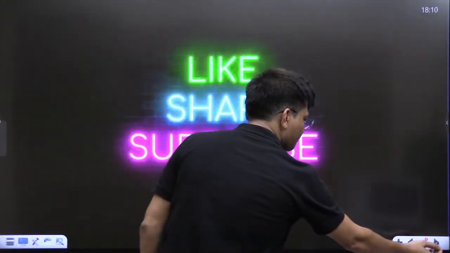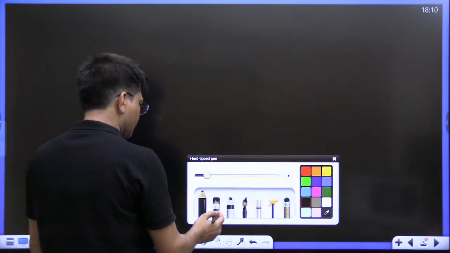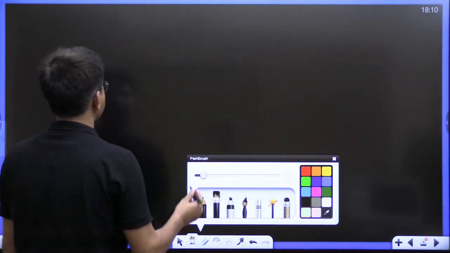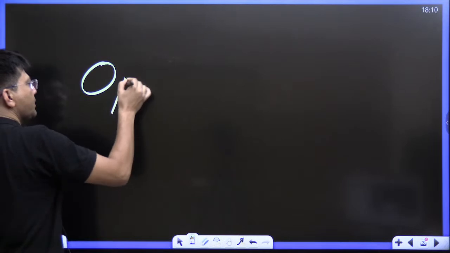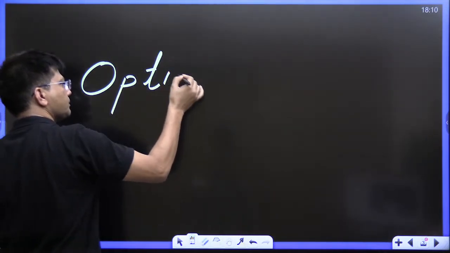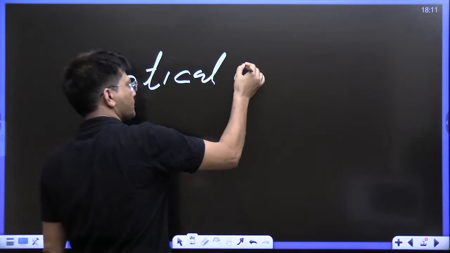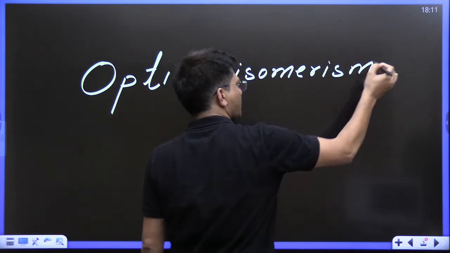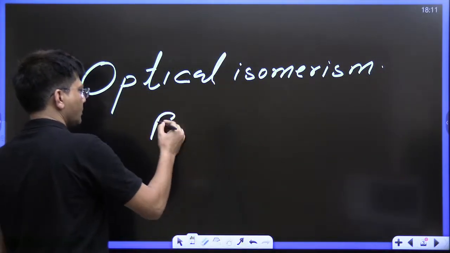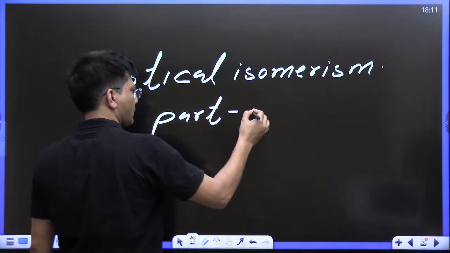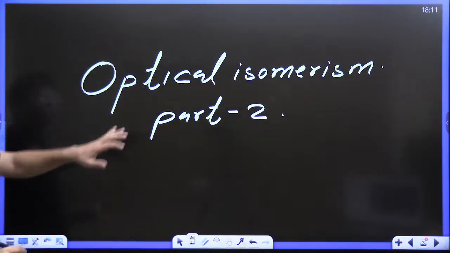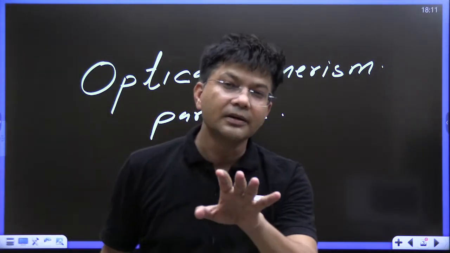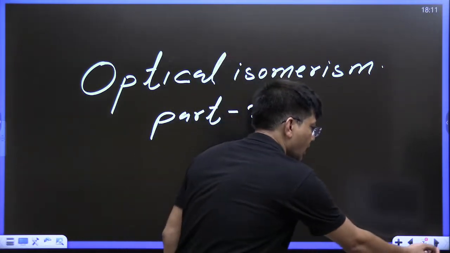Let's start optical isomerism part 2. In this optical isomerism part 2, we are going to start with those compounds which do not have any chiral carbon, but still are optically active.